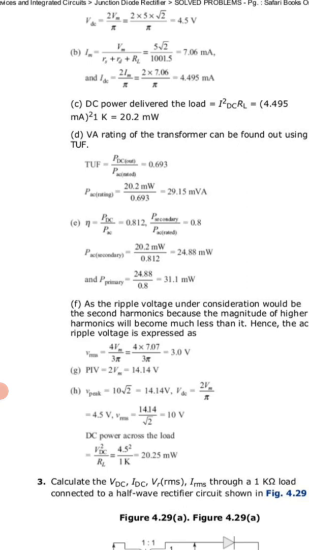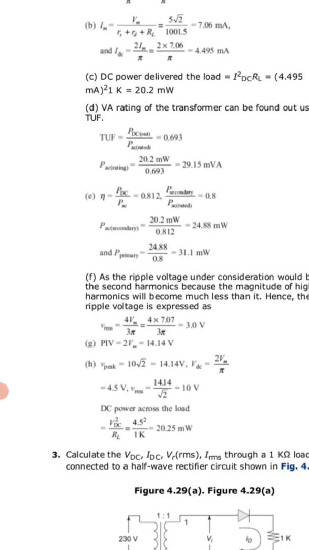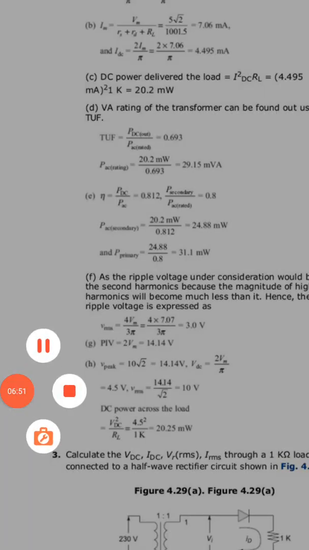So Vrms is equal to 14.14 upon root 2, equal to 10 volt. The DC power across the load is V square DC upon RL. So that is equal to 4.5 square upon 1K, that is 20.25 milliwatt.